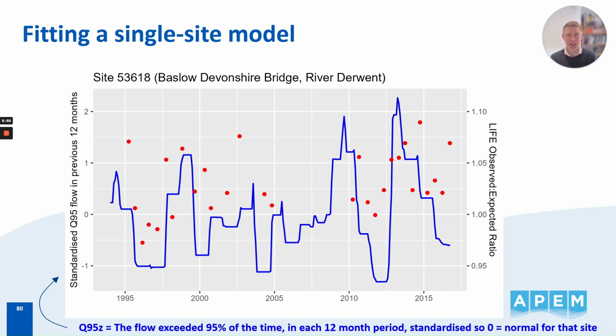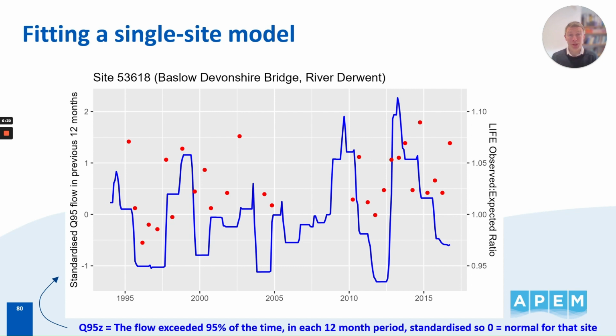These standardised Q95 values, if they're greater than 0, it indicates that the Q95 is higher than normal for that site, and if it falls below 0, it indicates that the Q95 is lower than normal for that site. We've chosen Q95 because it's a commonly used measure of low flow conditions at a given monitoring location. We could, of course, use different flow statistics, but just for the purpose of illustration, we're just going to focus on Q95 as a relatively simple, commonly used statistic.